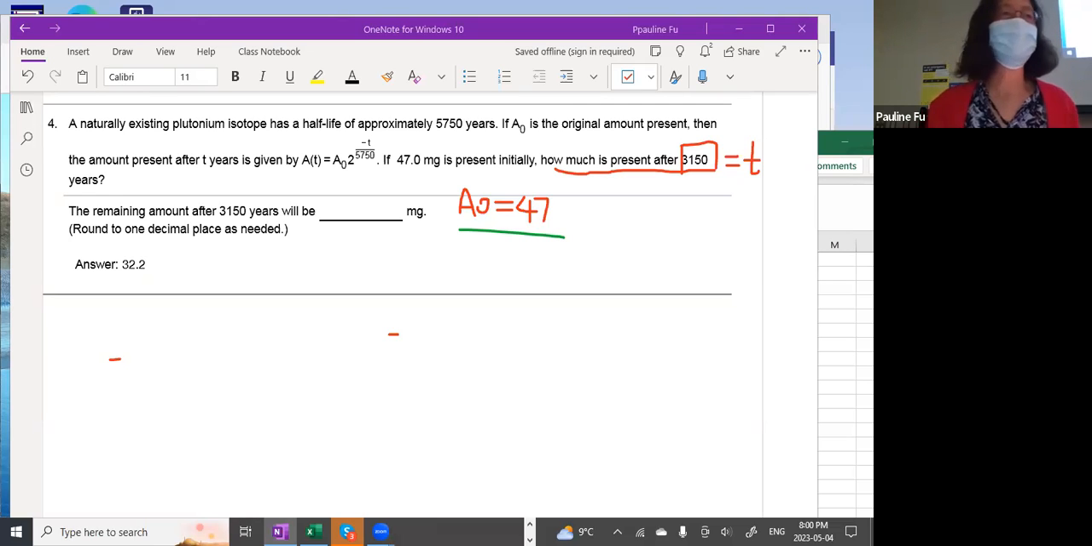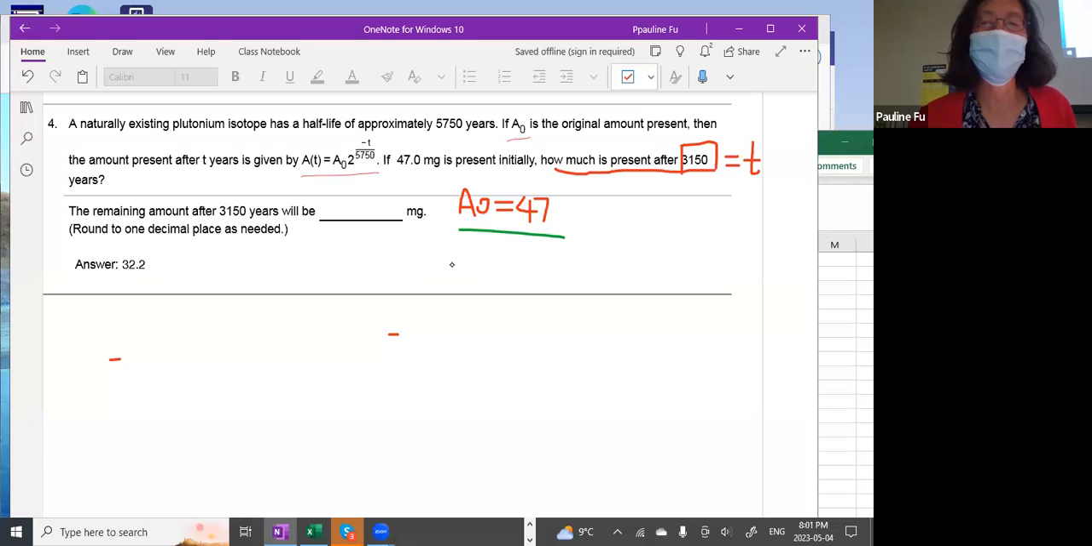All right, shall we continue? Are there any questions? Okay, so question 4. A naturally existing plutonium isotope has a half-life of approximately 5,750 years. If A0 is the original amount present, then the amount present after t years is given by this expression. If 47 is present initially, how much is present after 3,150 years?